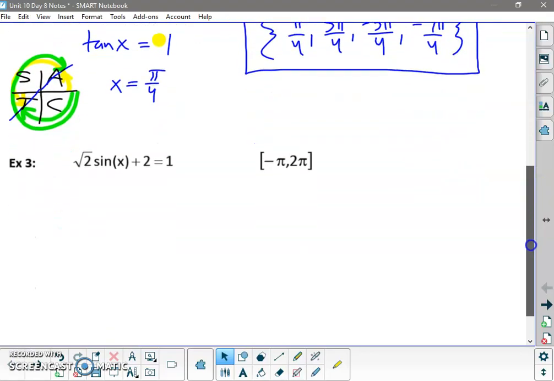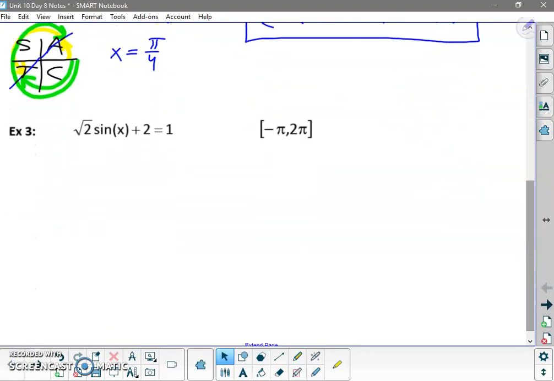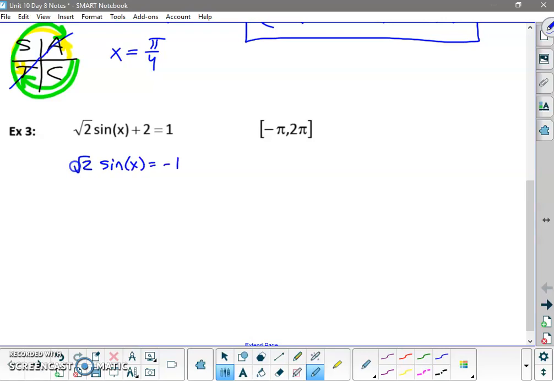Okay, for our next example. Again, the goal is to get sine x isolated. So first I will subtract 2 from both sides. That gives me √2 sine x equals -1. Divide by √2. Sine x equals -1 over √2, which you should recognize from your triangles.